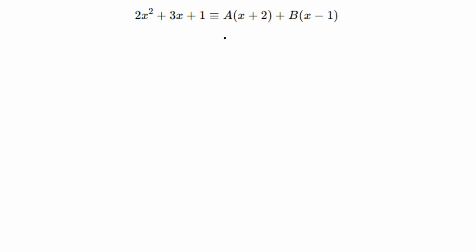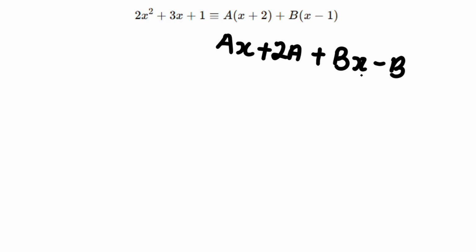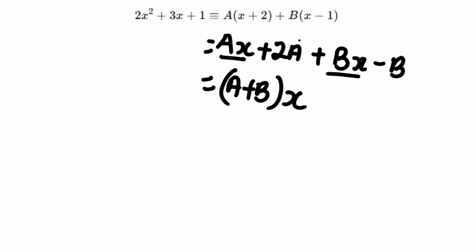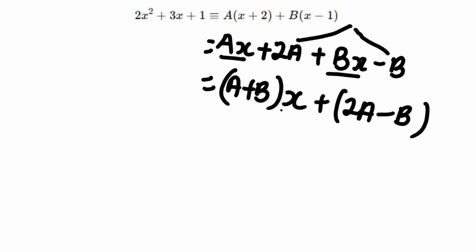So a times x, that will be ax plus 2a, right? Plus this one will give me bx minus b. So this is equal to a and b, that will be like a plus b. We are grouping like terms x, that's the x components, this and this. Now we group the constants, so these are constants, plus the constant 2a minus b.